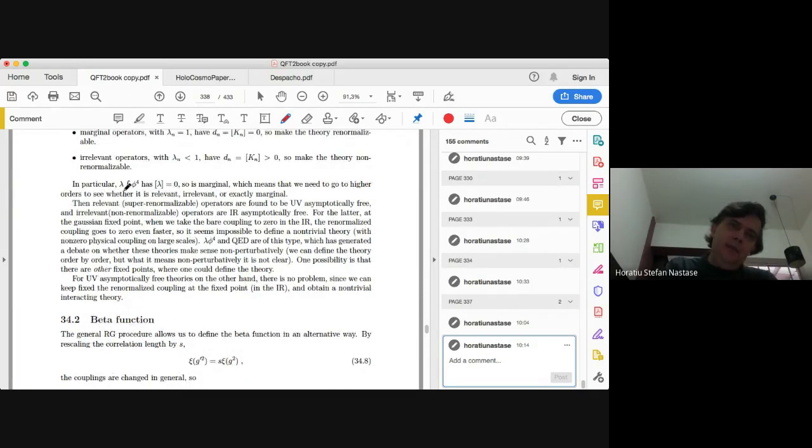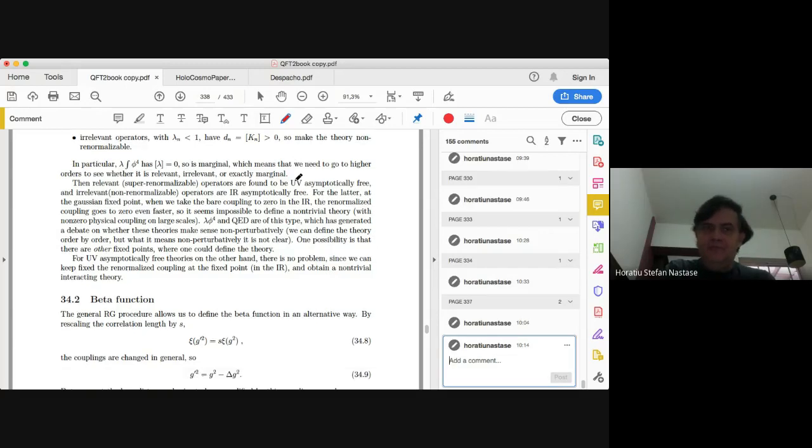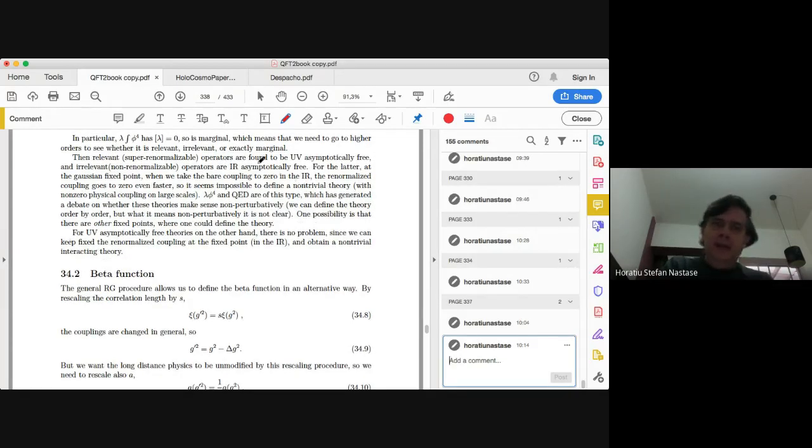In particular, as we know, in 4 dimensions, lambda phi 4 theory has a massless, dimensionless lambda. So that means lambda is a marginal coupling, which means that we need to go to higher orders to see whether it is relevant, irrelevant, or exactly marginal. And as we already described, relevant or super renormalizable operators are UV asymptotically free: in the UV, the couplings go to 0. And the irrelevant or non-normalizable operators are IR asymptotically free, meaning the coupling goes to 0 in the IR at large distances.